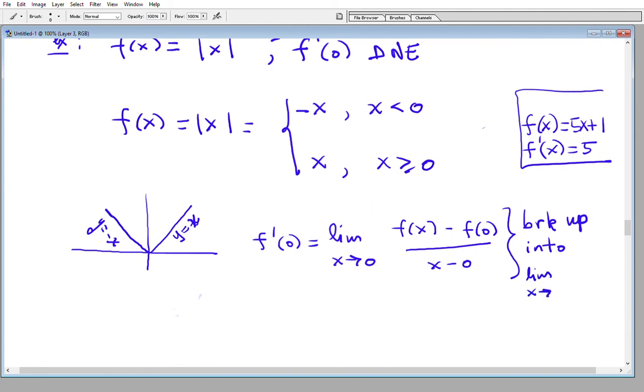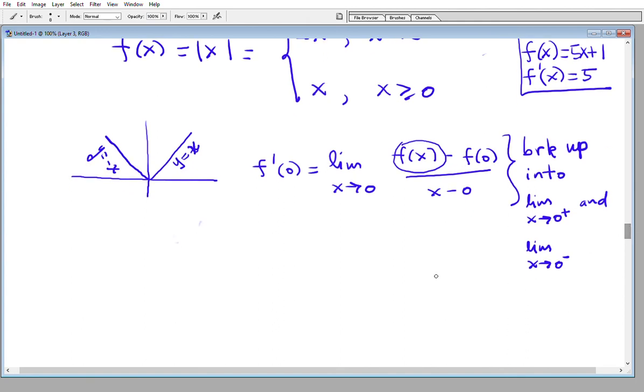limit as x goes to 0 from the right and limit as x goes to 0 from the left. Because f of x is two different things to the right and left of 0. So do I use minus x in here or x? Well, it depends on if I'm coming from the right or the left.